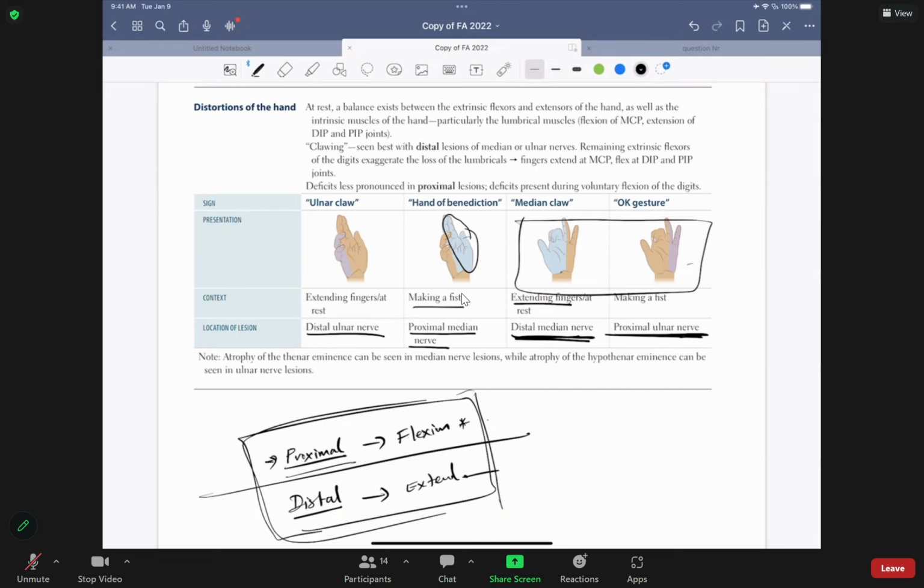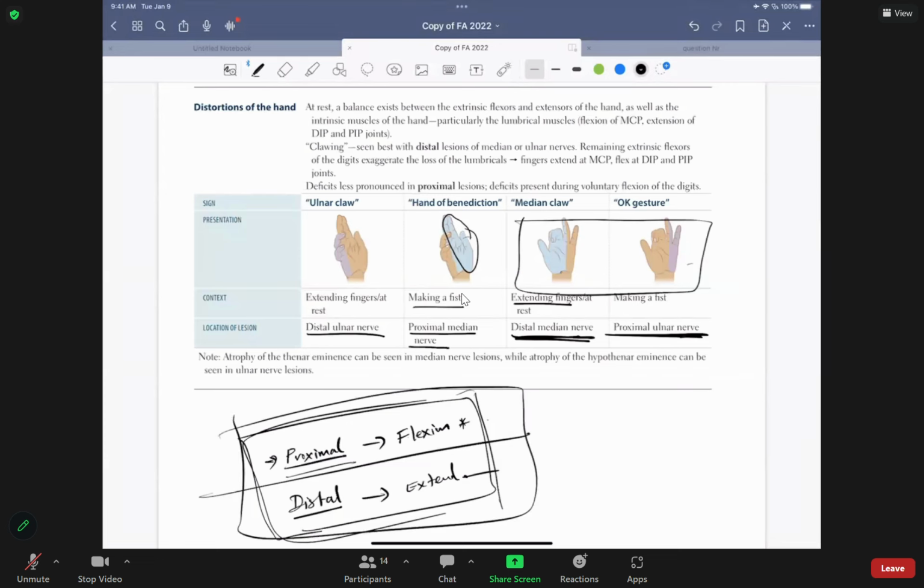And the other one, okay? I have a closed fist and I'm trying to open. This is all I have. Where's the problem? Distal median, right? That's distal median. See, folks, that's all this hand distortion, nothing else there. They just make it look difficult, but it's not. But if you don't have this chart, it's a different language.